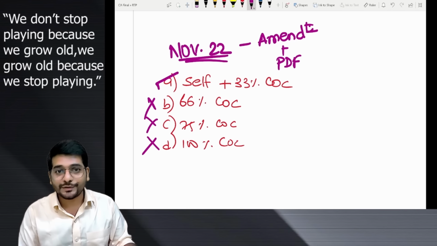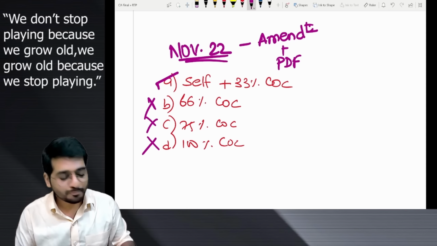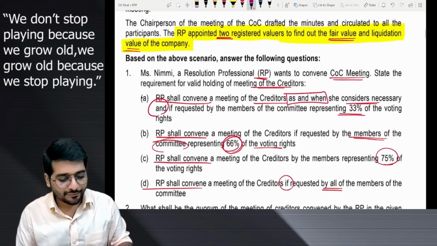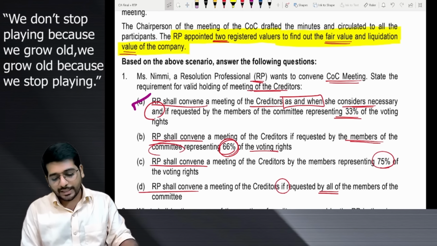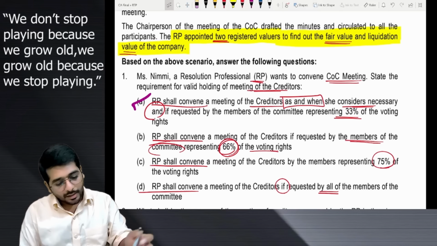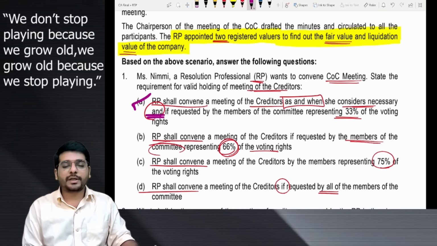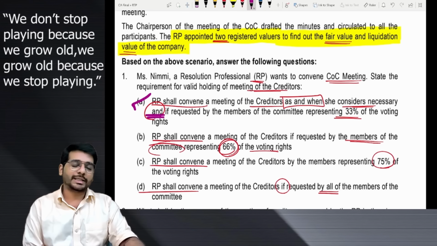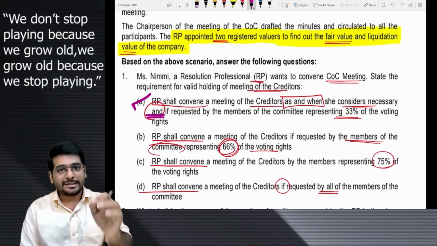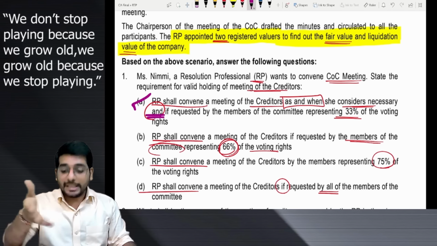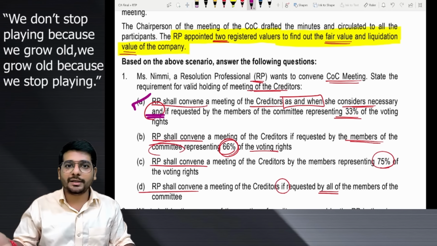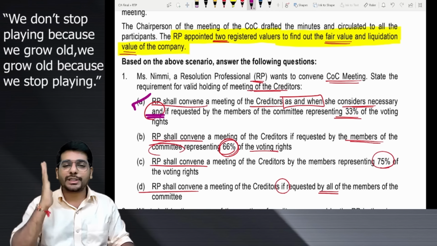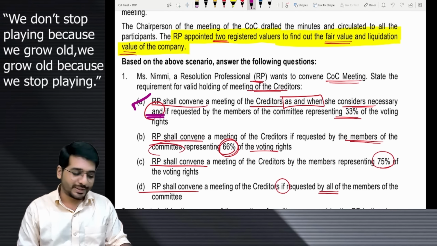I hope you have written the answers in the chat box also or on a piece of paper. And with that, we have our first answer. Sir, RP shall convene the meeting as and when RP considers necessary, and if requested by the committee, then 33% of the voting rights, those who are holding, they can request that. Understood? Latest November 22 amendment. In this RTP itself, the amendment is also given. You can read the amendment in the initial pages and then answer. Still you will get the answer. Understood? So easy it was.